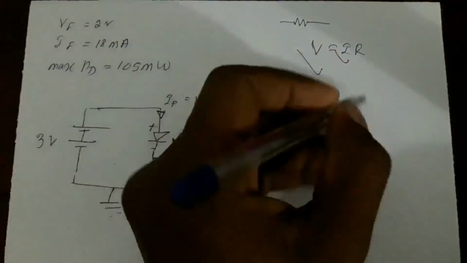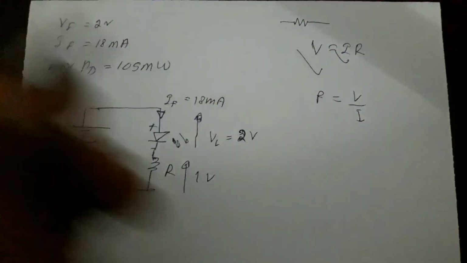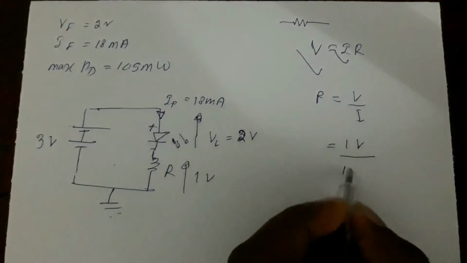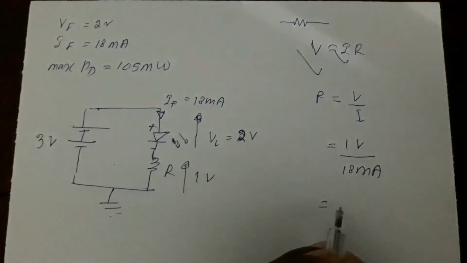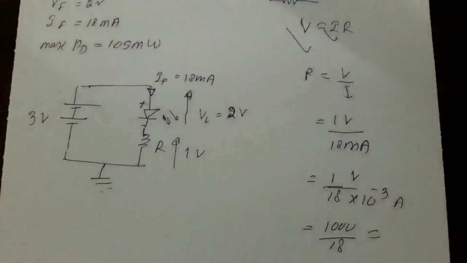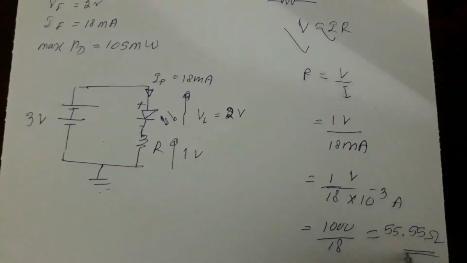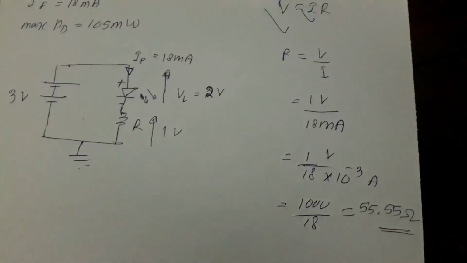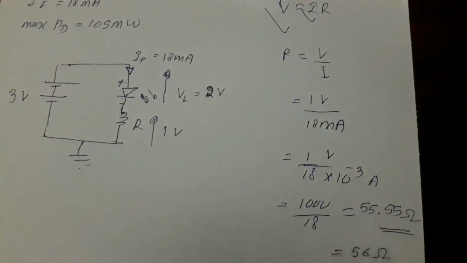In order to isolate R, I'm going to divide voltage by current. So voltage is 1 volt, I is 18 milliamps, and that turns out to be 1 over 18 times 10 to the minus 3 amps, which is 1000 over 18. So the value turns out to be 55.55 ohms. The nearest value resistor we can get is 56 ohms, the practical value available in the market. So now we know the resistor value we should use.